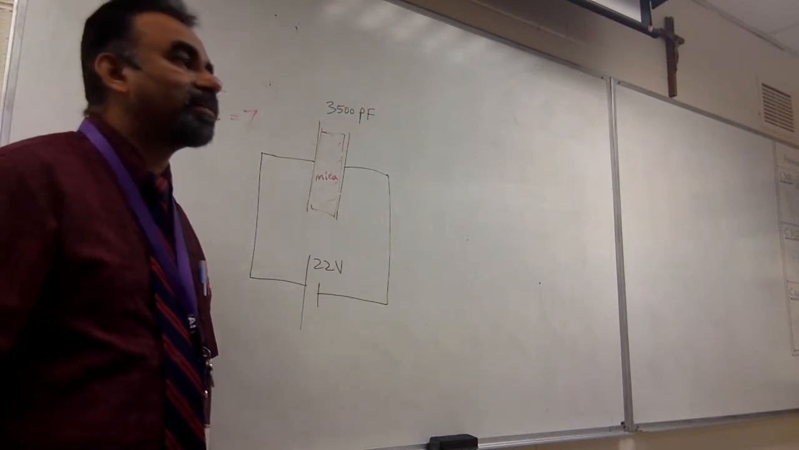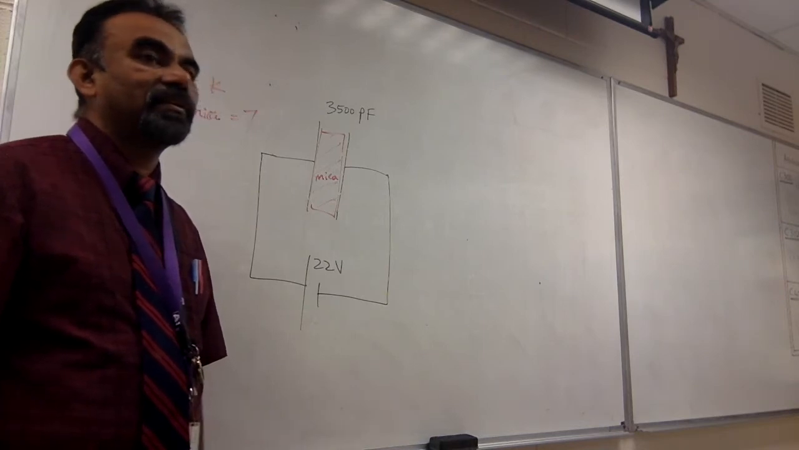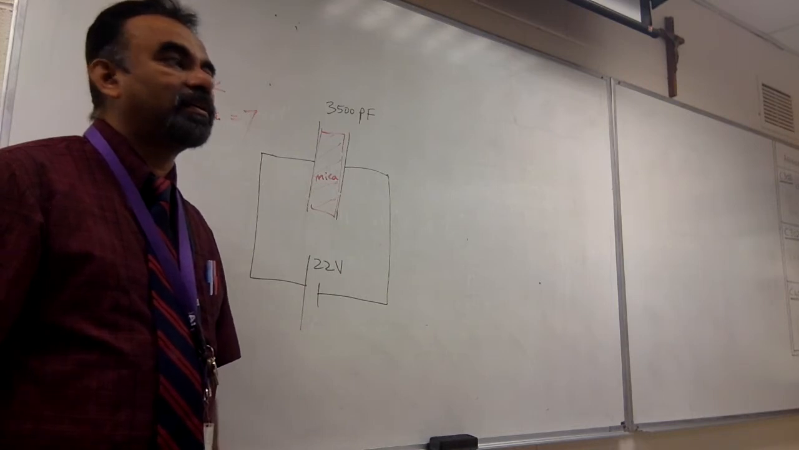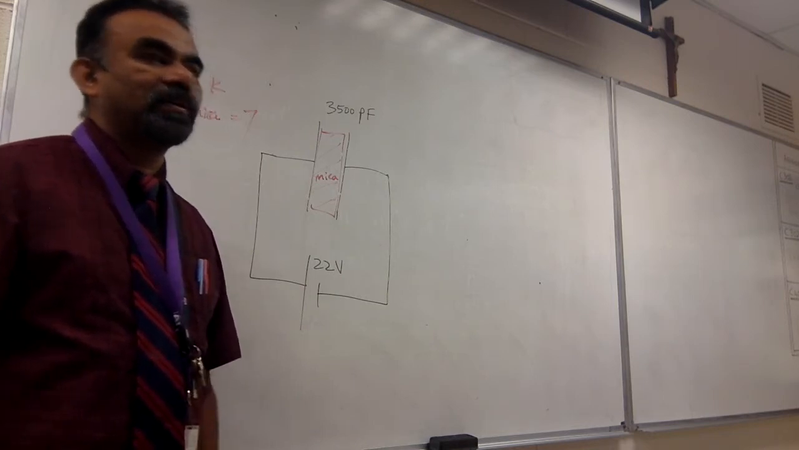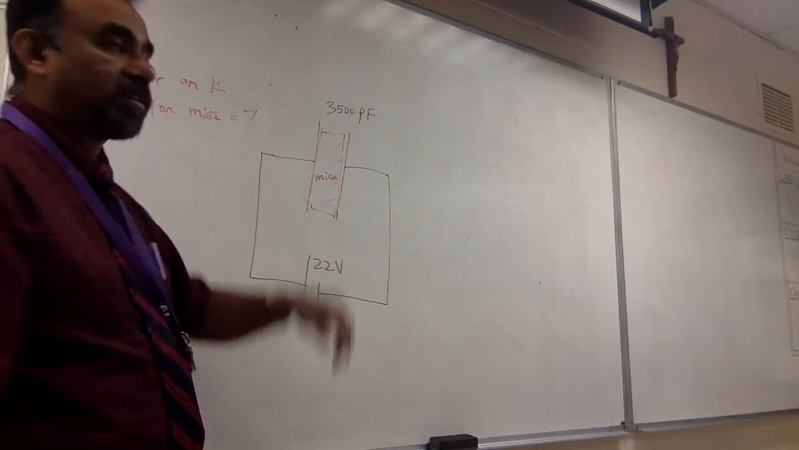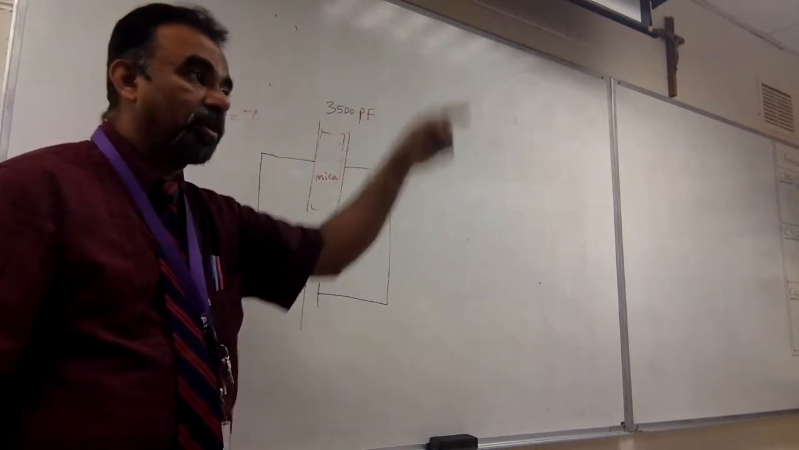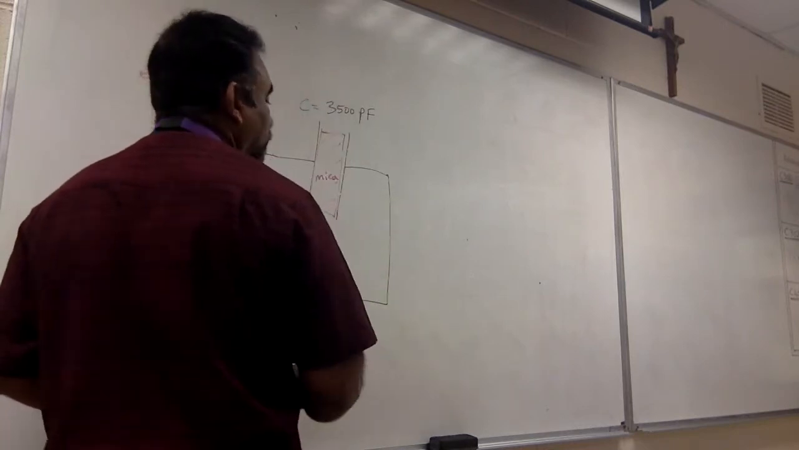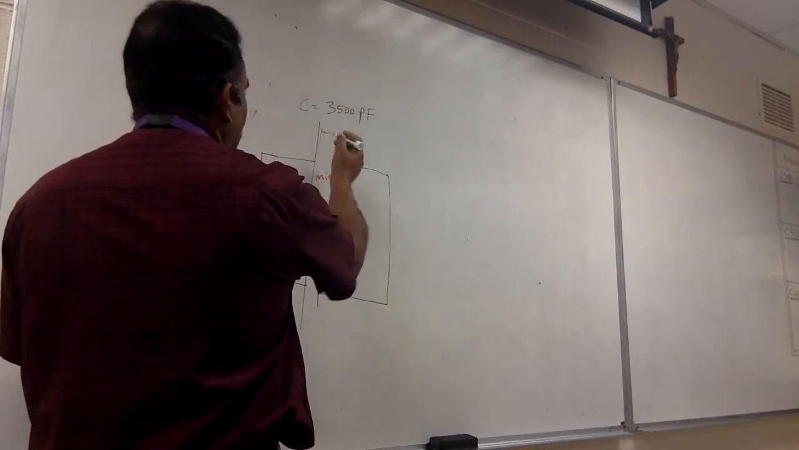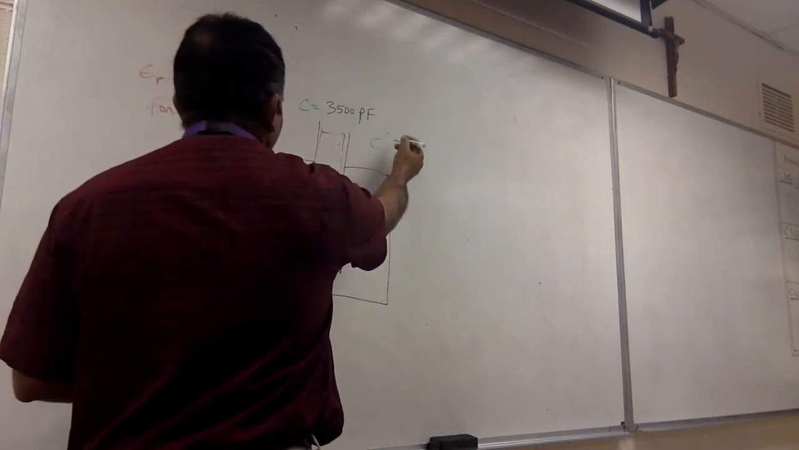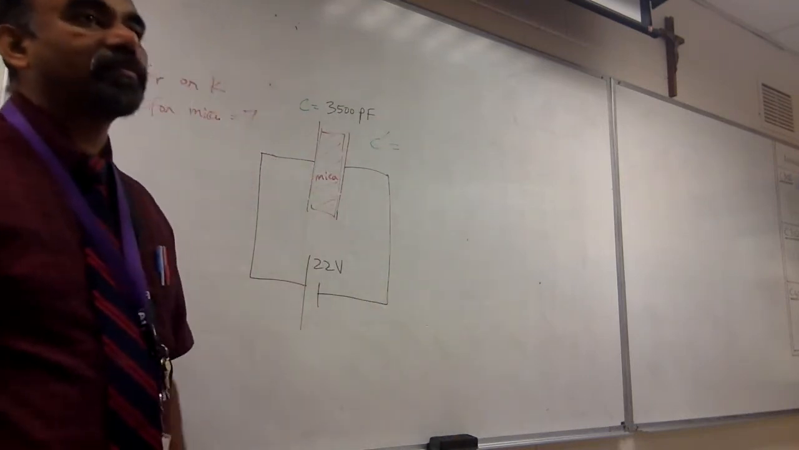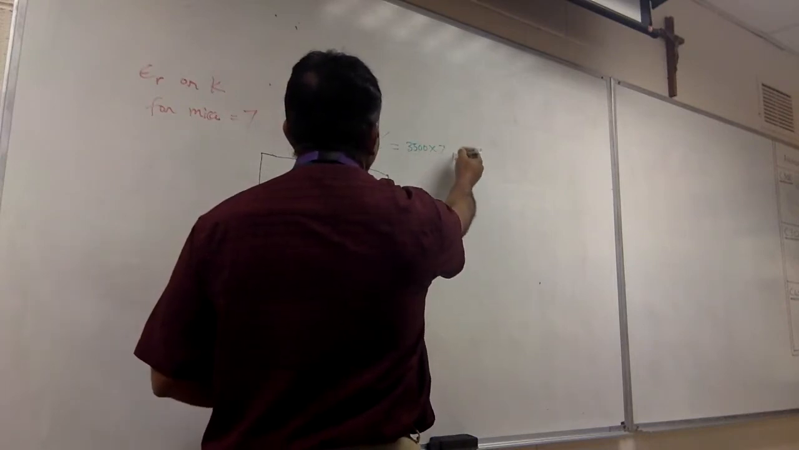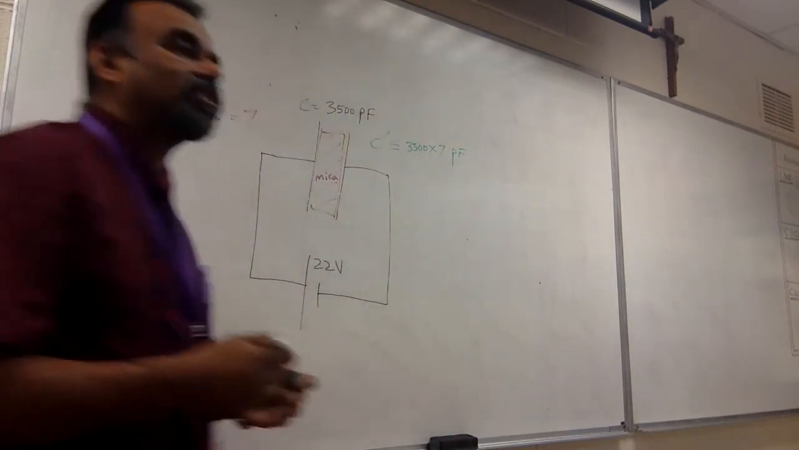What will happen to the capacitance with the mica? It will increase by a factor of 7. So this times 7 is the new capacitance. It has an old capacitance of this, and when the mica is introduced, the capacitance changes to a new one, which is what? The new capacitance is 3,500 times 7. That's the new capacitance.